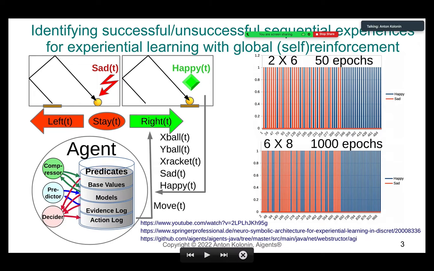Some predicates were input, like predicates for ball coordinates, predicates for racket coordinates, predicates for sadness and happiness, which could be interpreted as positive or negative feedback. Then other predicates, like moving the racket, were output predicates. Given the operational space expressed in terms of input and output predicates, there is an agent that should be able, on one hand, to infer some predictive models and predict the future based on the current states. Then, based on predictions made on the current states, it was able to make decisions on which actions to make towards the environment. And further, there was a compressor part of the model, which was able to compact the models in order to minimize the consumption of resources.